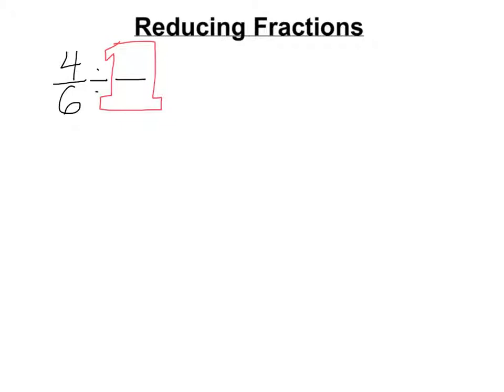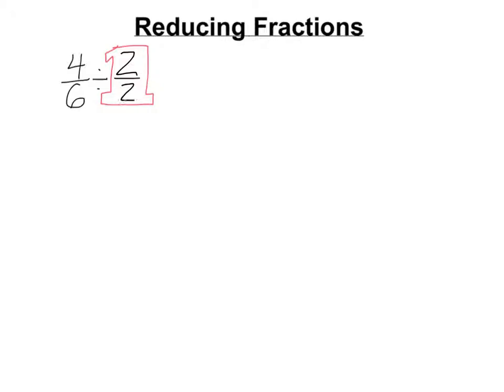So, what form of 1 can we divide by here? Well, 2 goes into 4, and 2 goes into 6, so I'm going to divide by 2 over 2. So, 4 divided by 2 is 2, and 6 divided by 2 is 3. So my reduced fraction is 2/3.